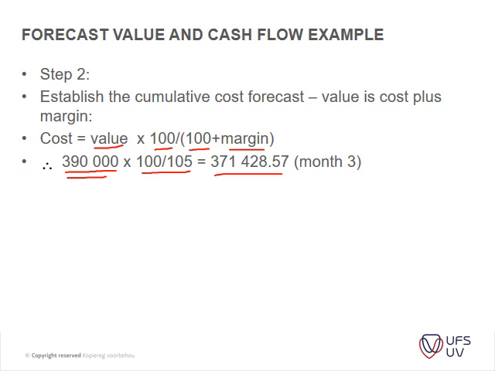Okay, so I hope everyone understands that. So it's your value of work, subtracting basically your 5% from that, which is the same as basically 100 over 105. Okay.